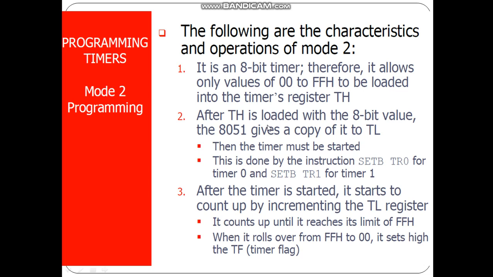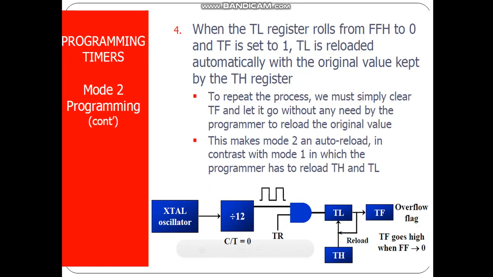So whatever value is there in TH register, that is copied into the TL register. Then the timer will be started. The timer is started using the set bit instruction, and the instruction will be setb TR0 if we are using timer 0, or setb TR1 if we are using timer 1. So upon receiving a clock pulse, the value goes on incrementing till FF, and once it reaches FF, for the next clock pulse, the timer value becomes 00. So when there is an overflow, the timer overflow flag, that is TF flag, becomes 1.